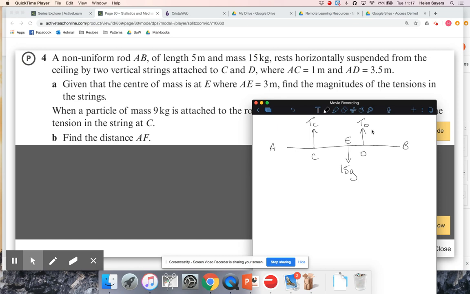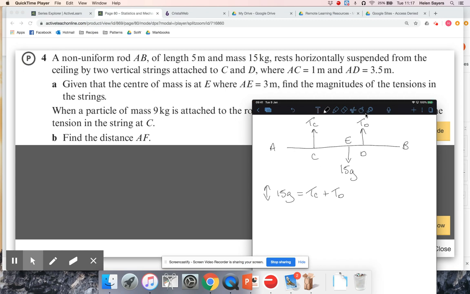Now if I resolve vertically, it's suspended stationary, so it's not moving up or down. So the downward force of 15 g must equal the upward force, which is the tension at C plus the tension at D. If you get fed up with writing subscripts, you could always call those 2 tensions completely different letters. They want me to find the magnitudes. This whole setup is not symmetrical, so I can't just halve the 15 g and say they're each 7.5 g, unfortunately. So I'm going to have to take moments.